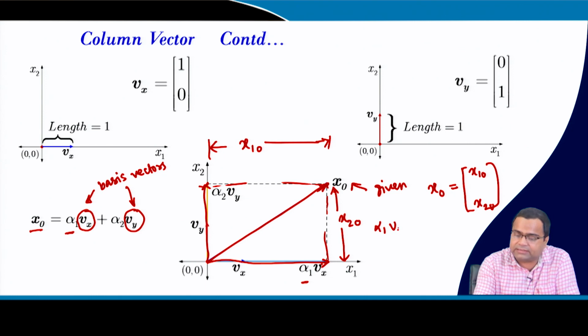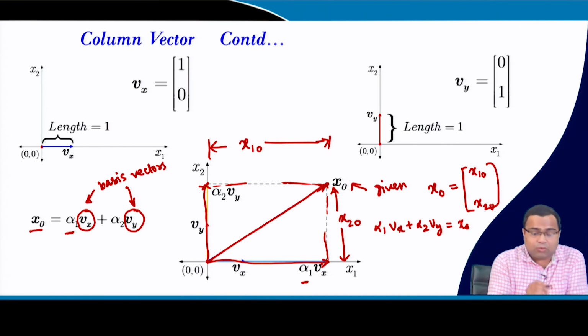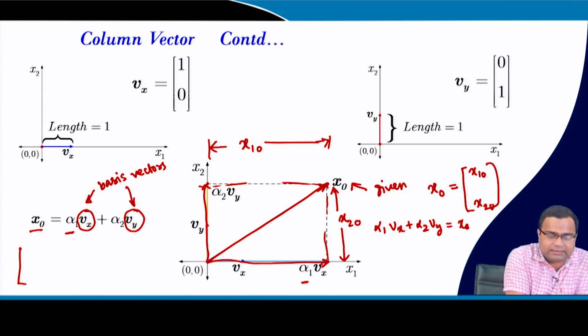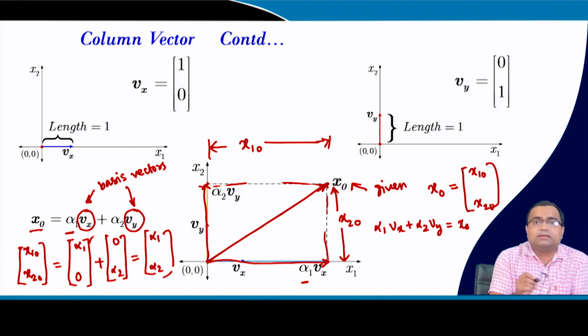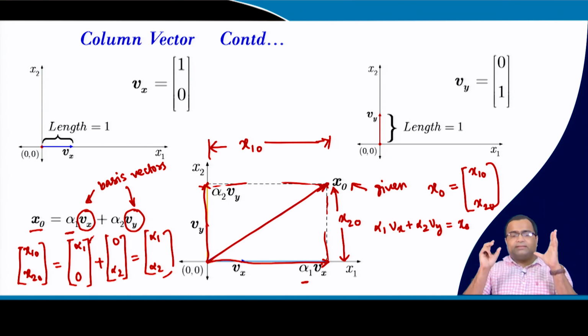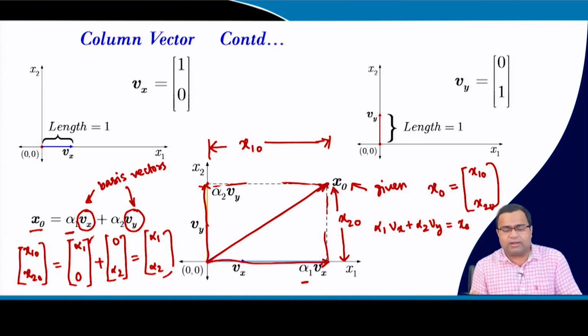Alpha 1 Vx plus alpha 2 Vy is my x0, which is nothing but x1 0, x2 0, which is nothing but alpha 1, 0 plus 0, alpha 2, which is simply alpha 1, alpha 2, because each of these Vx and Vy has unit length, right. That is why we are writing alpha 1, alpha 2. So alpha 1 here is simply x1 0, and alpha 2 is nothing but x2 0.